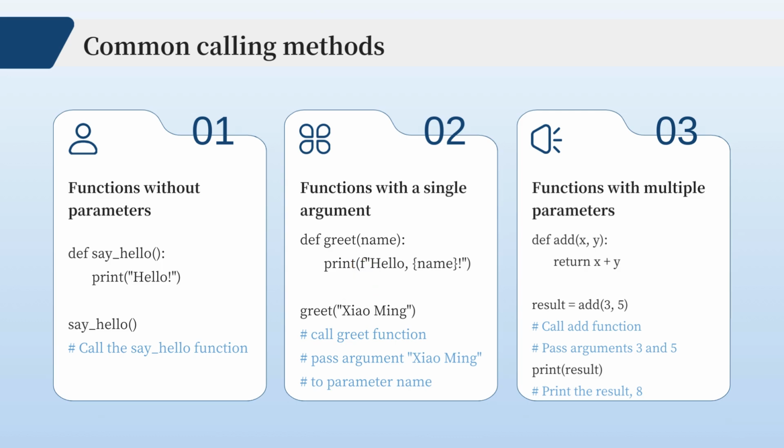3. Functions with multiple parameters. The add function accepts two parameters, x and y, and returns their sum. When we call this function and pass in two numbers, it calculates their sum and returns the result. In the example, 3 and 5 are passed into x and y, and the sum is returned to result.